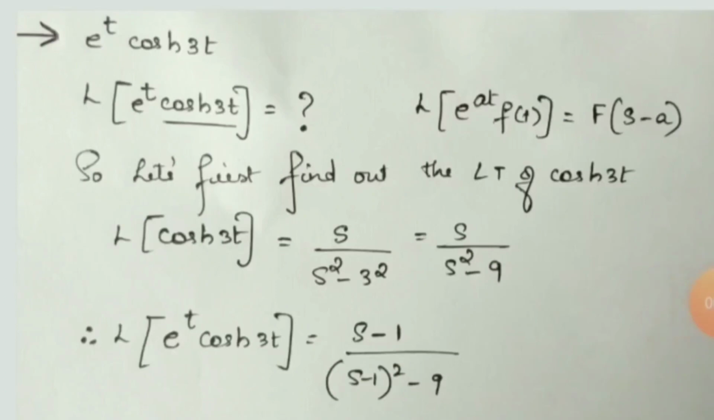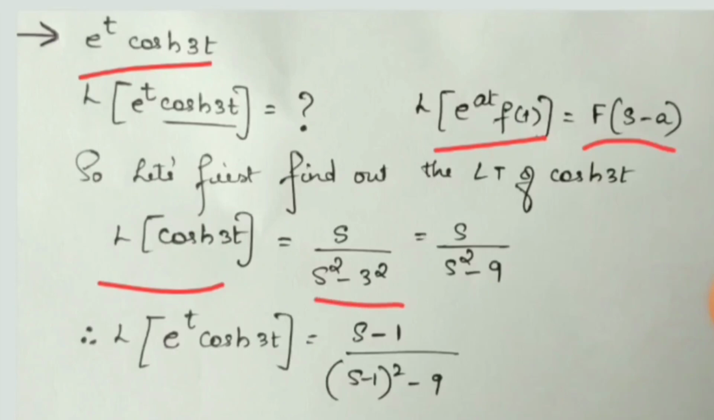Now let's find out the Laplace transform of the function e raised to t cos h 3t. This is of the form e raised to at f of t. So Laplace of e raised to at f of t is given by f of s minus a using first shifting property. If you are facing any doubt, please watch the previous videos. So let's find out the Laplace transform. Laplace of cos h 3t is equal to, we know, s by s square minus 3 square, which is equal to s by s square minus 9. Therefore, Laplace of e raised to t cos h 3t becomes equal to s minus 1 by s minus 1 the whole square minus 9.